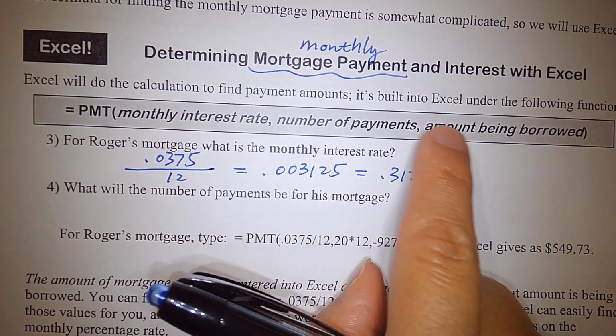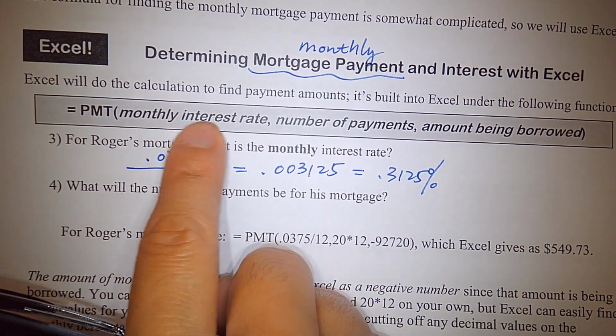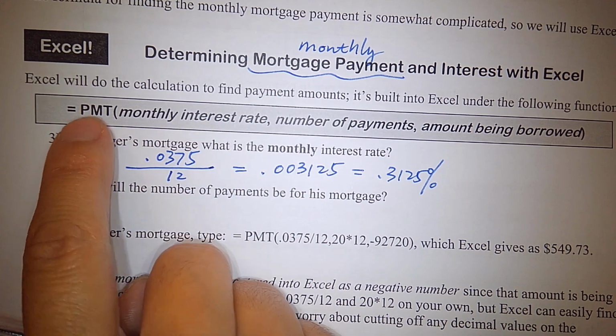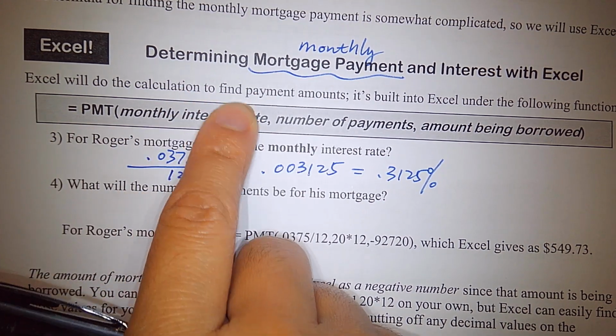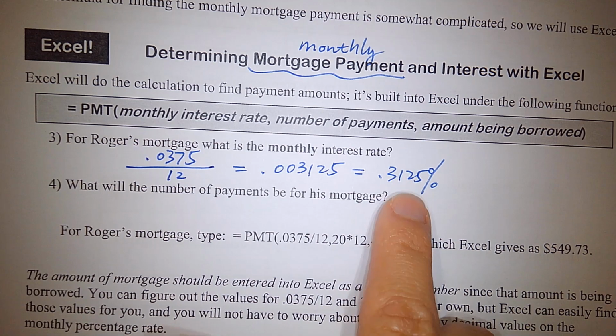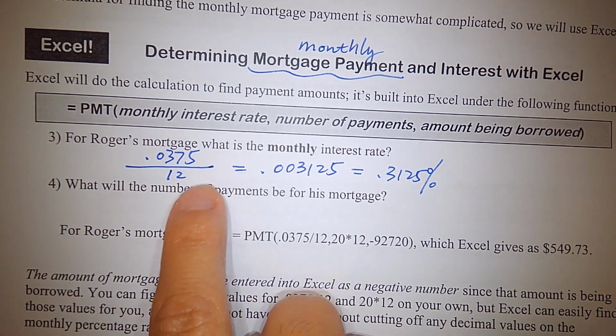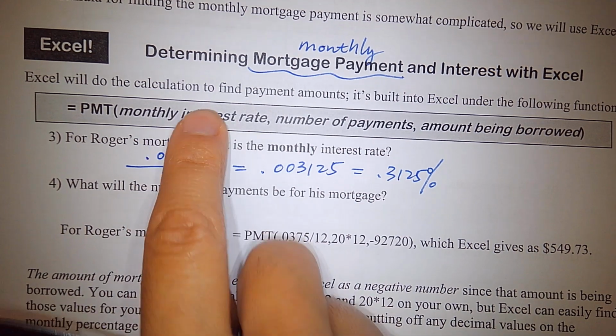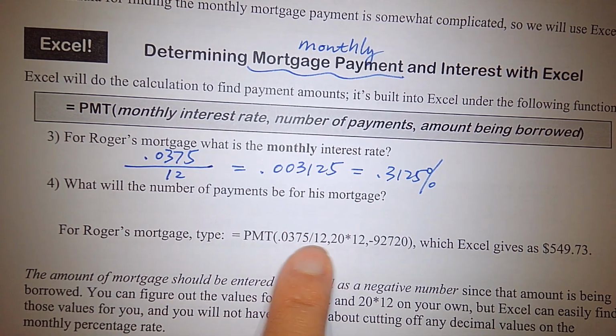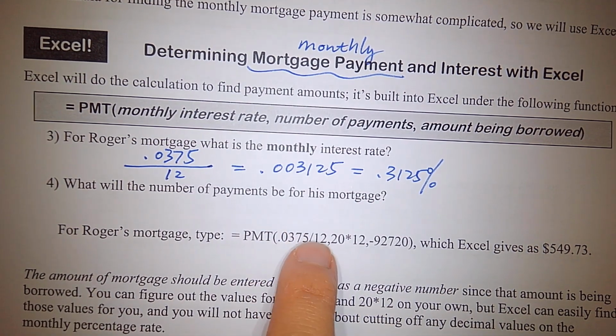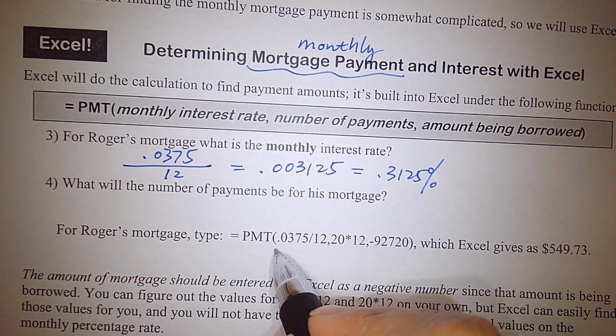We could type this in as our first parameter in Excel, but most of the time we do not need to calculate it ourselves. This question asks us to calculate it ourselves, but when we type it in, we type the annual rate divided by 12.